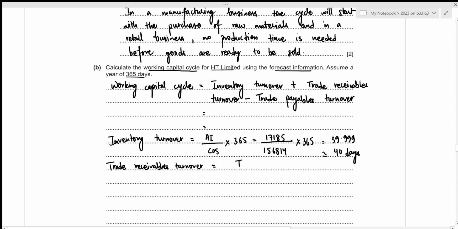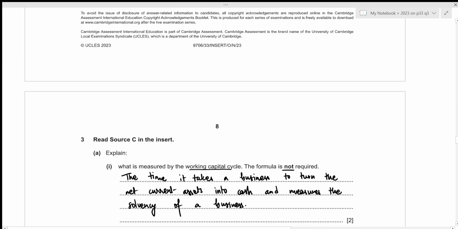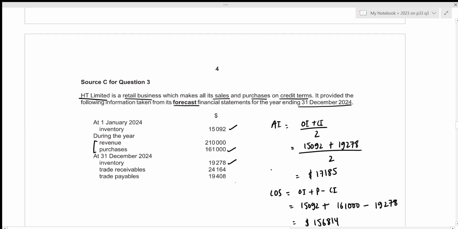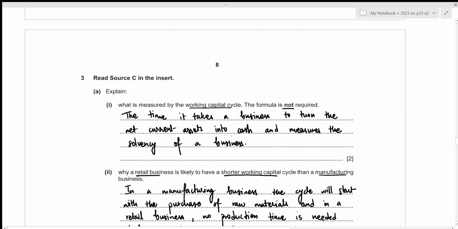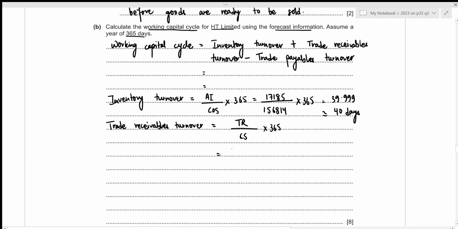Remember, the formula is just going to be trade receivable divided by our credit sales multiplied by 365. And the values are given clearly. So our trade receivables is 24,164 and our revenue is 210,000. Let's write it down. So 24,164 divided by 210,000 multiplied by 365. This results in 41.999. Again, we need to round it off, so that will be 42 days.